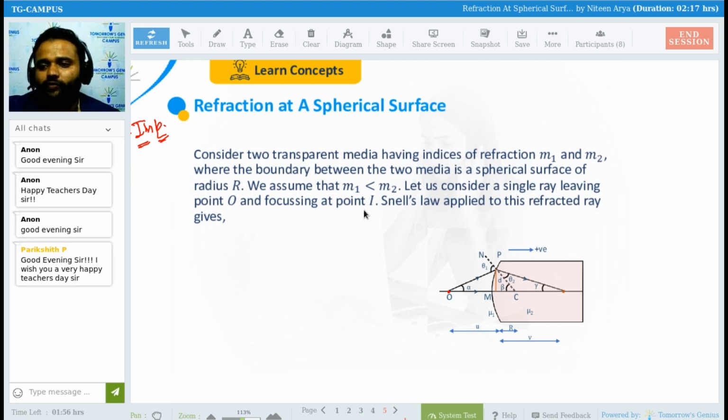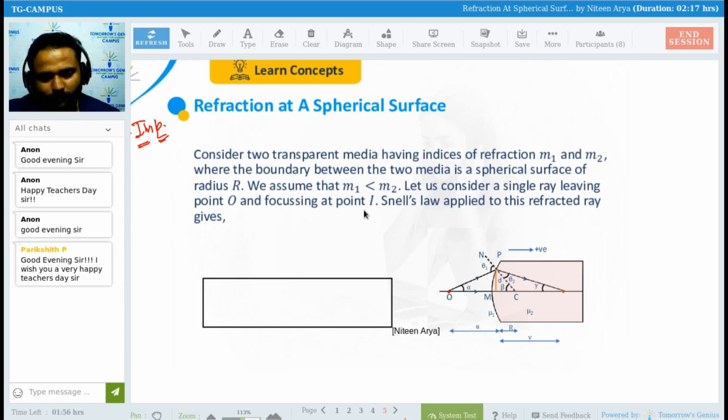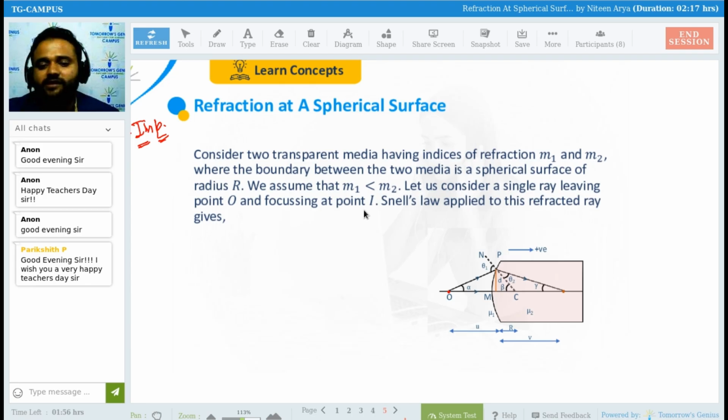So in this lecture, what we are going to find is, instead of this simple glass slab or flat surface, if we have a tilted surface, or spherical surface, what is going to be the scenario? Consider two transparent media having refractive indices mu1 and mu2, medium 1 and medium 2, where the boundary between the two media is a spherical surface of radius r.